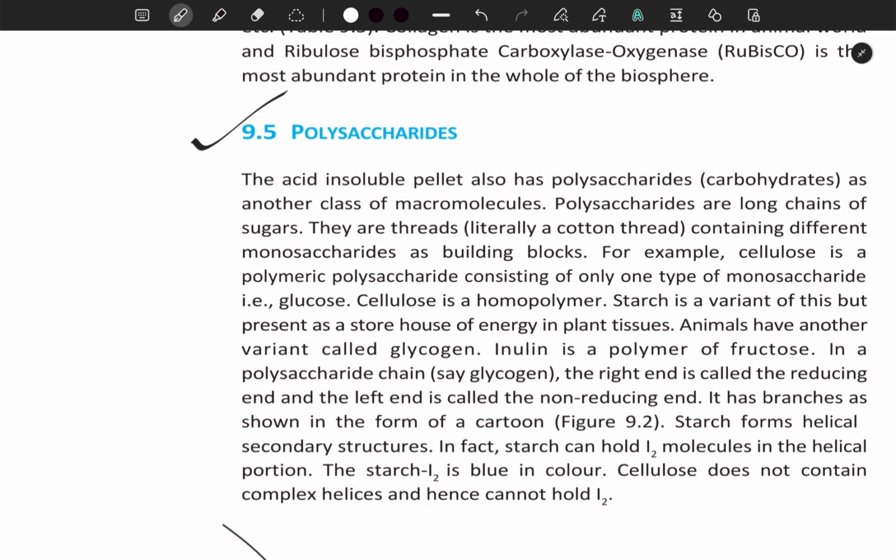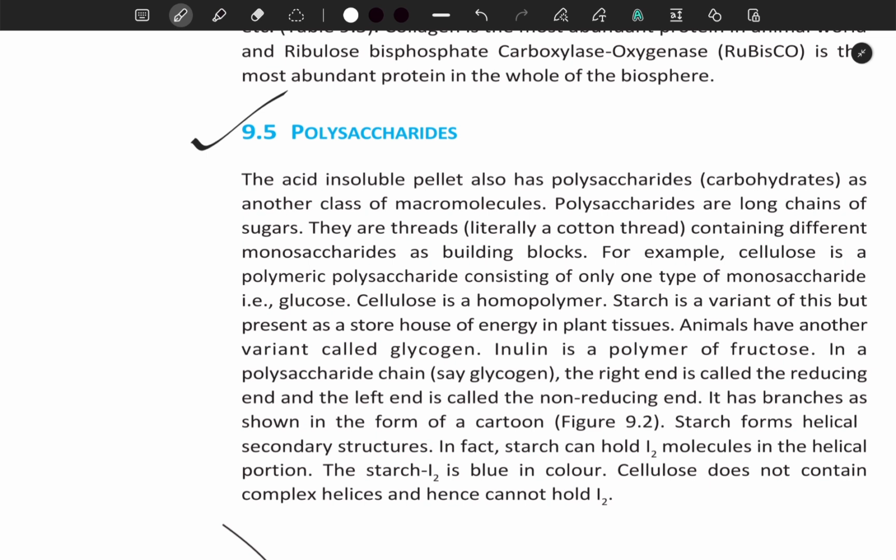9.5 Polysaccharides. The acid insoluble pellet also has polysaccharides, that is carbohydrates, as another class of macromolecules. Polysaccharides are long chains of sugars. They are threads, literally like a cotton thread, containing different monosaccharides as building blocks. For example, cellulose is a polymeric polysaccharide consisting of only one type of monosaccharide, that is glucose.